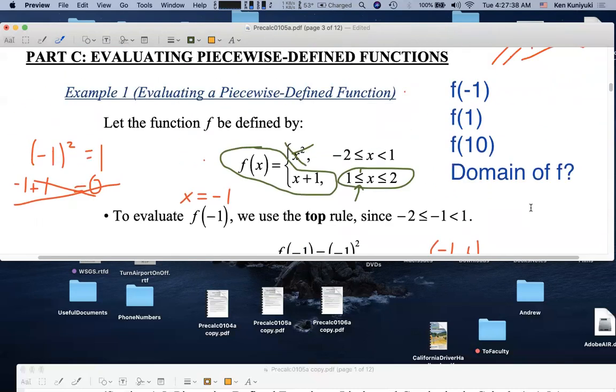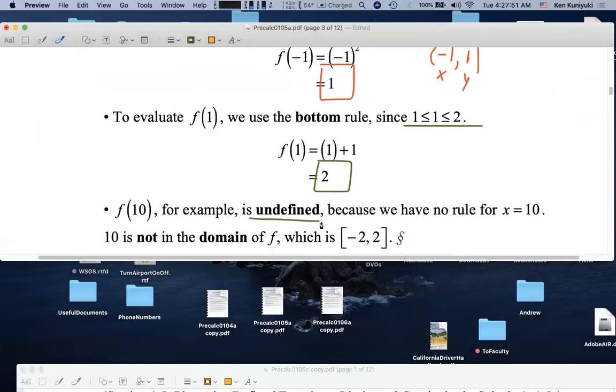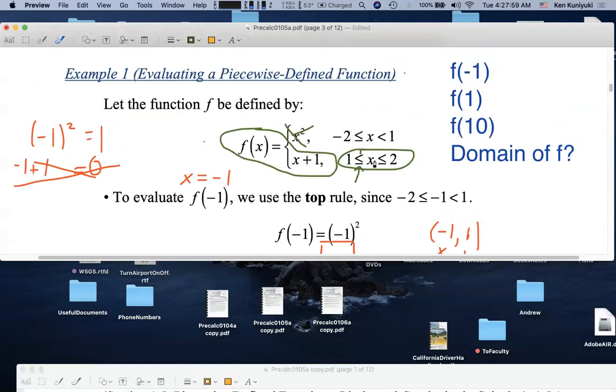Now, what about f of 10? Well, there's no rule for x equals 10. Neither subdomain applies, neither rule applies. Therefore, 10 is not in the domain. F of 10 is undefined because we have no rule for it. And by the way, what is the domain? It's the closed interval from -2 to 2. Why? Because that's the union of these subdomains. The domain of f is the union of these two subdomains.